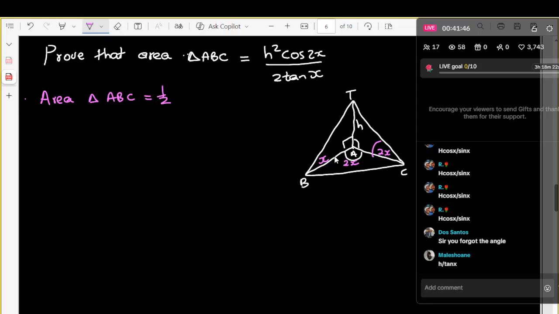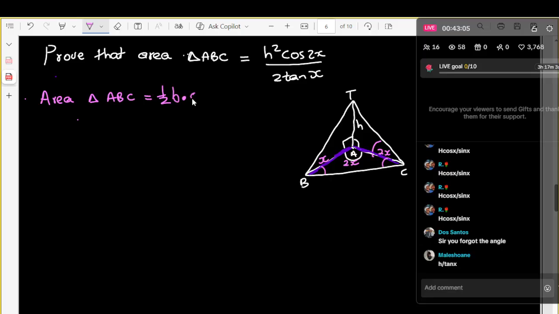I'm sorry guys, it's going to be small b, the opposite of this angle. We're going to multiply that by the opposite side of this angle, which is small c. So it's going to be times bc, and then this will be the sine of that included angle, which is angle A. So this tells you that we need to find small b and small c.